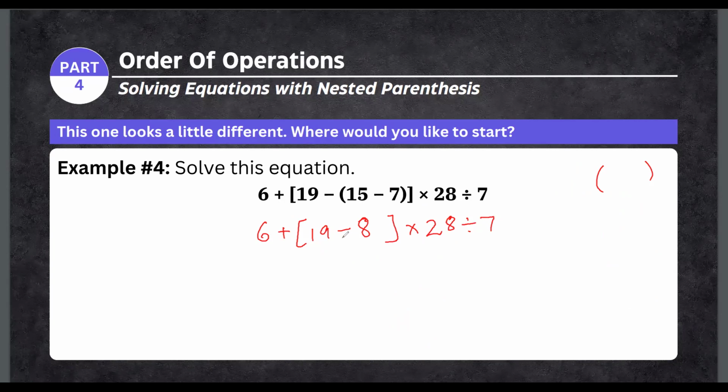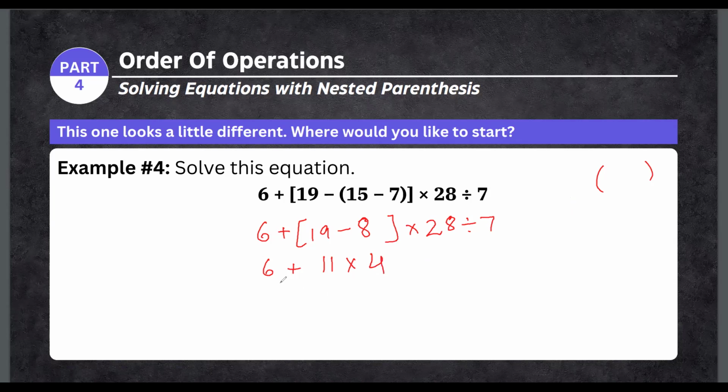Now 19 minus 8 is 11. So you have this thing, right? You can solve this part also. 7 times how much is 28? So we can solve it here also.